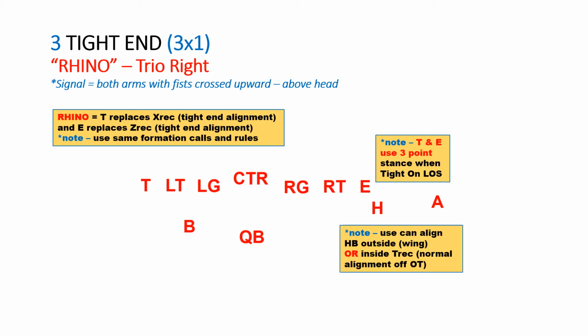When we go 3x1, it's still rhino. Again, signal with the arms up in the air above the head with them crossed now, with trio right as the formation call. Again, we've got the T and the E both on the line of scrimmage, double tight end, with the H now to the strong side, creating the 3 receiver set with the wing and the A flanker.